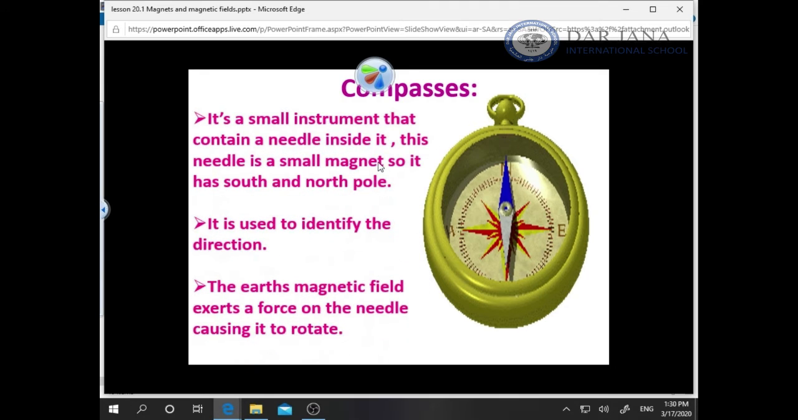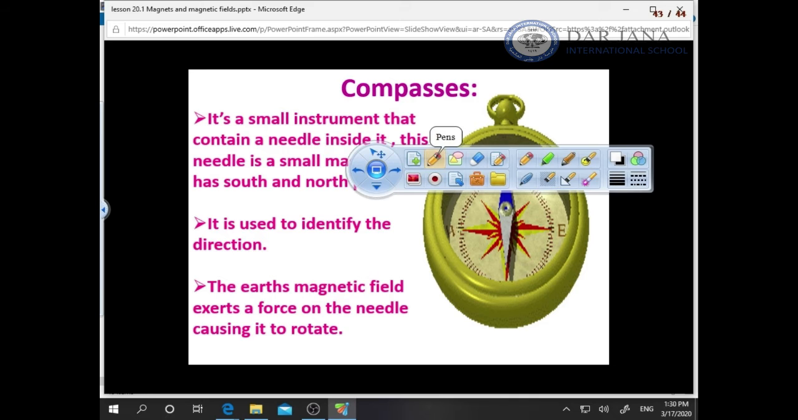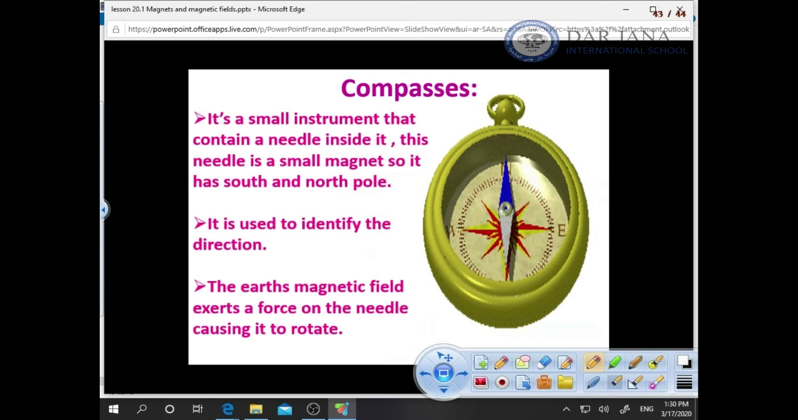Compass. A compass is a device we can use to get the direction. So what is a compass? It's a small instrument that contains a needle inside it. Here is the needle. This needle is a small magnet that has two poles, N and S. So a compass is used to identify the direction.